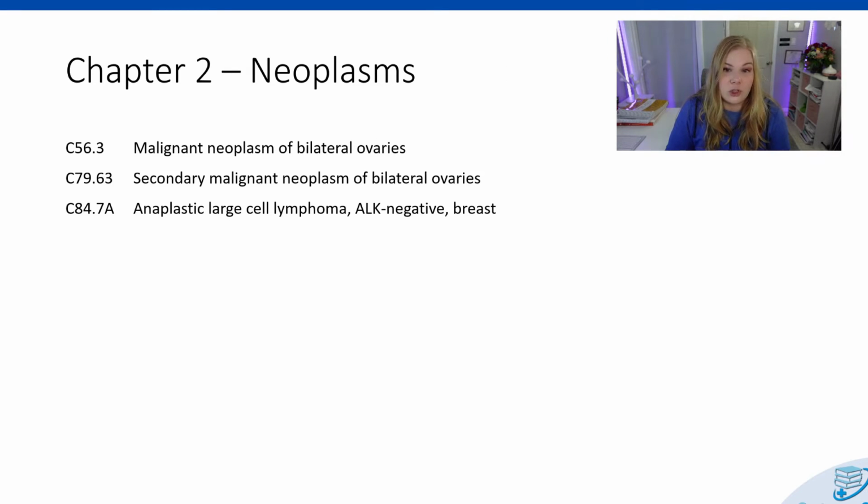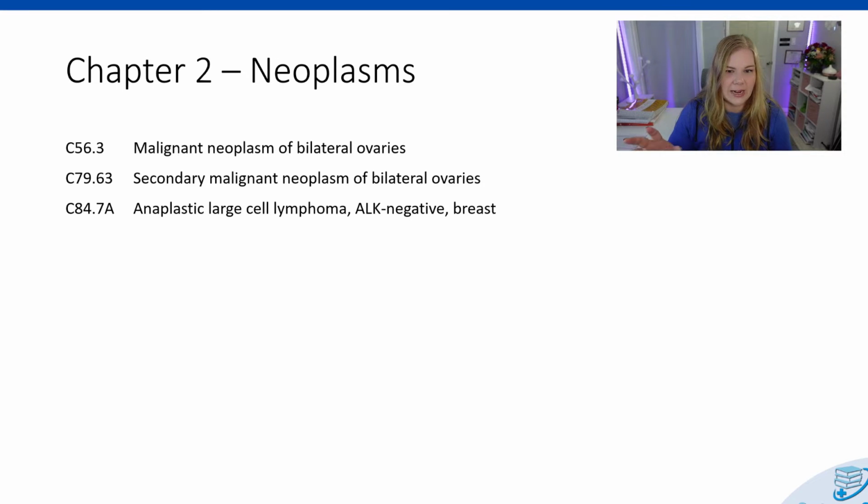In chapter 2, there weren't codes for malignant neoplasms and secondary malignant neoplasms of bilateral ovaries. We had right and left, so we had to use 2 codes if they had bilateral, one for right, one for left. And now they were requested to have an additional code for bilateral neoplasms of the ovaries.